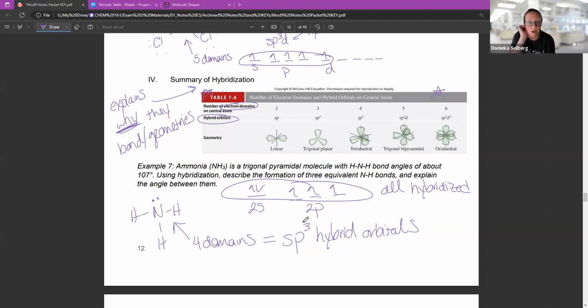Now, why does that make it a 107-degree angle? And that's because of my 4 domains, essentially. If I have these 4 trying to get as far away from each other as possible, I'm going to be close to 109.5, which is the angle for something tetrahedral where you have 4 things trying to get as far away from each other as possible. The actual angle is 107.